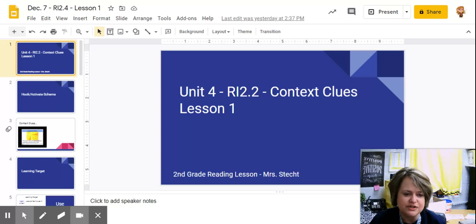Also, remember that when we're talking about context clues, we're really focusing on those vocabulary words, the words that are maybe new or that we don't understand, or maybe we don't even know how to read. So not only are we trying to figure out how to read them, but we also need to know what they mean. So this unit is going to help you in figuring that out as you read nonfiction.